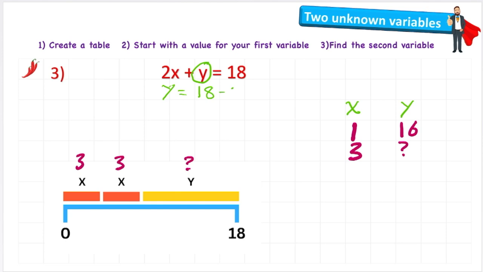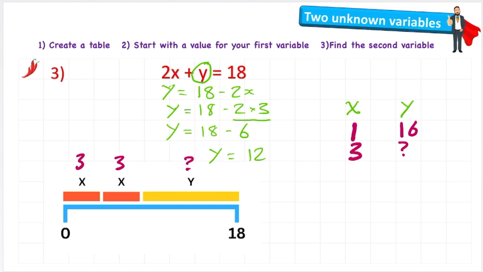Well, in this case, x has a value of 3, so it's y equals 18 minus 2 times 3. BODMAS tells me to do my multiplication first, so y equals 18 minus 2 times 3 is 6, so minus 6, y equals 12.